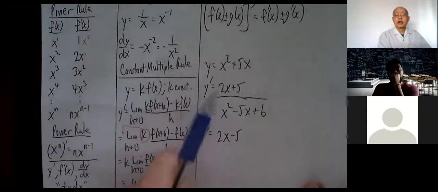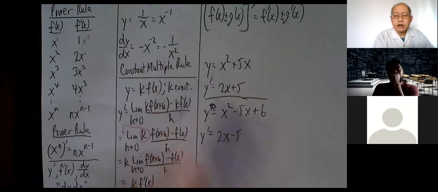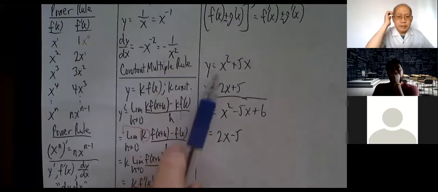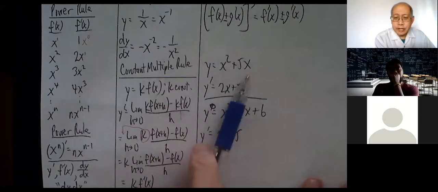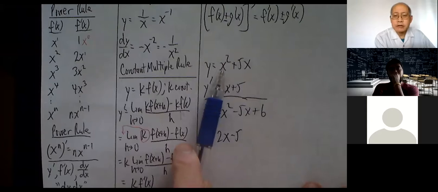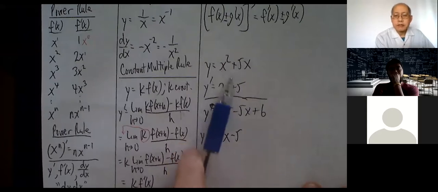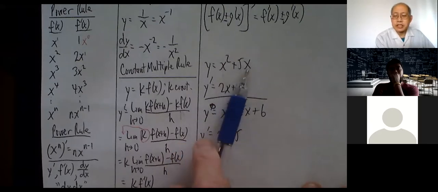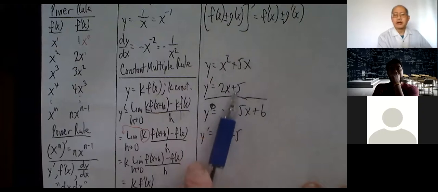Example. How do you differentiate x squared plus 5x? Just give me the derivative of this and the derivative of this. So what's the derivative of x squared? 2x. Plus the derivative of 5x. It's a linear function, so I just put the coefficient 5.